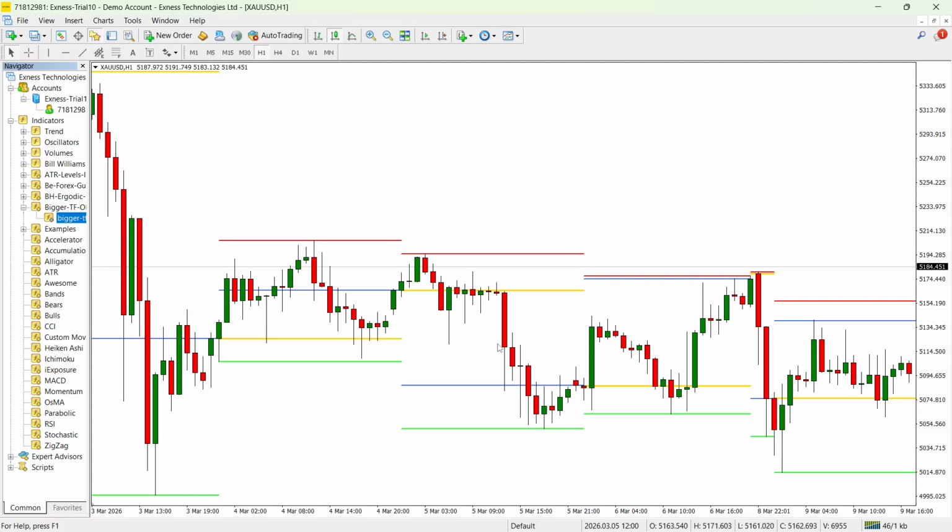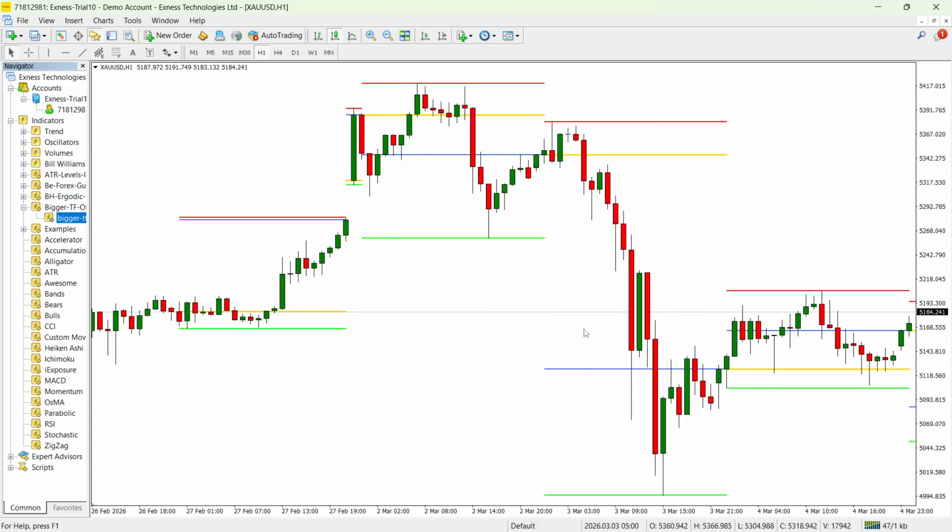Reactions around these levels, whether rejections, consolidations, or clean breakouts, visually imply where the market is respecting or challenging higher time frame context, which many traders use to frame intraday bias and trade locations.